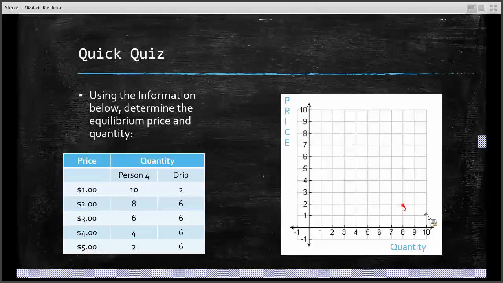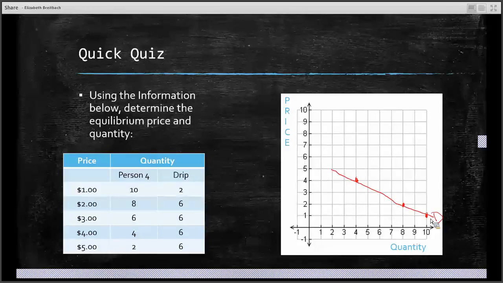I don't know what happened to that. There we go. And then at $3, the quantity demanded is 6 units. And at $4, the quantity demanded is 4 units. And at $5, the quantity demanded is 2 units. And so we can connect those points. And we have that traditional downward sloping demand curve.